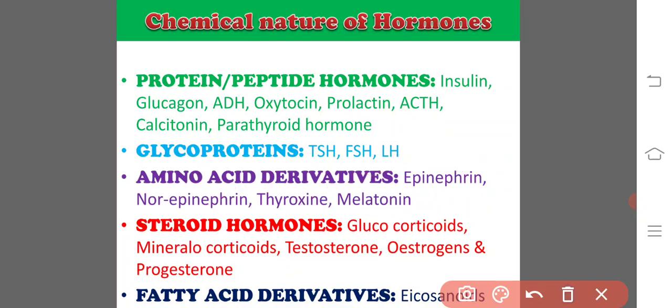And coming to the steroid hormones: glucocorticoids, mineralocorticoids, testosterone, estrogens and progesterone. The basic precursor for all these hormones is cholesterol in general. And coming to the last one, fatty acid derivatives. These are commonly called eicosanoids. This is the chemical nature of the hormones.